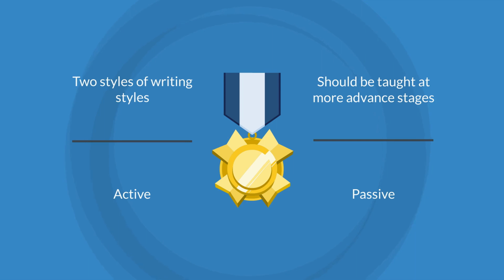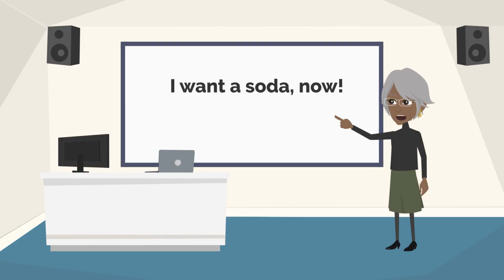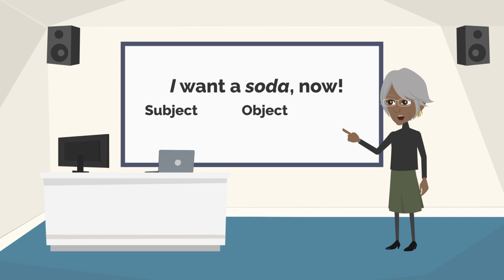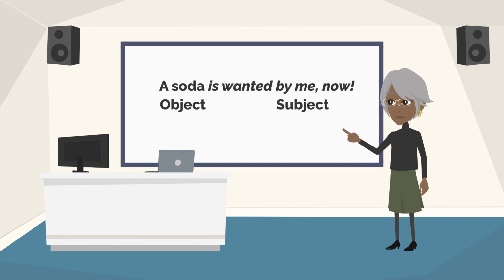Active and passive. There are 2 types of writing styles, and this should be emphasized during advanced levels of grammar instruction. I am adding them here because you will need to know these because of the sentence structure. Take a sentence: I want a soda, now. It's clear that the subject, I, wants an object, a soda. Now, rewrite this sentence, flipping it so that the object is in the position where the subject is located. A soda is wanted by me, now. It isn't just a longer sentence, but it's also grammatically correct and sounds a little awkward.